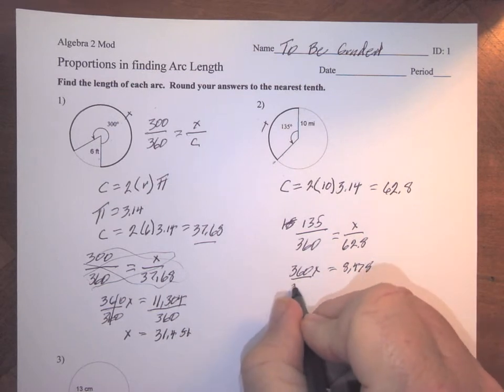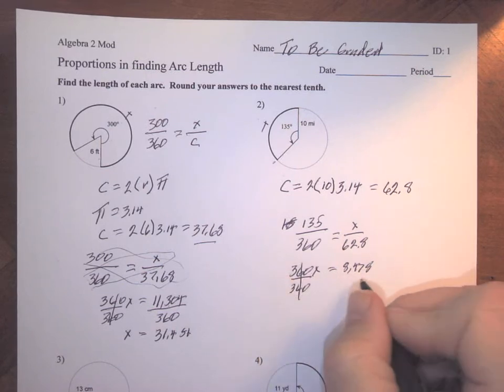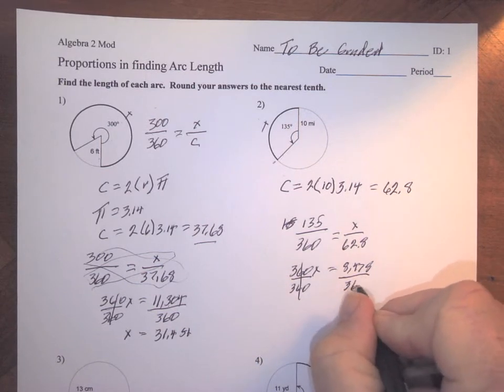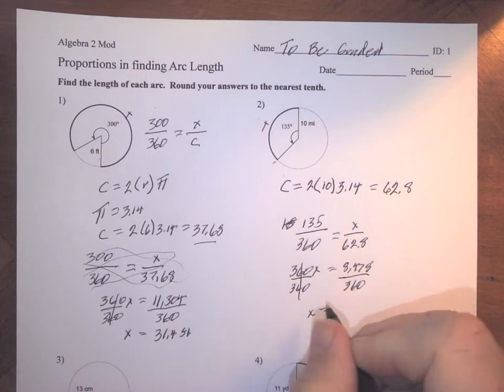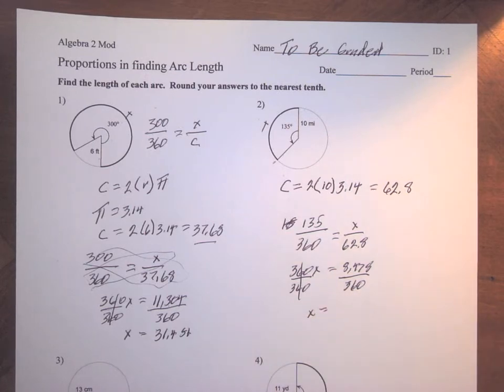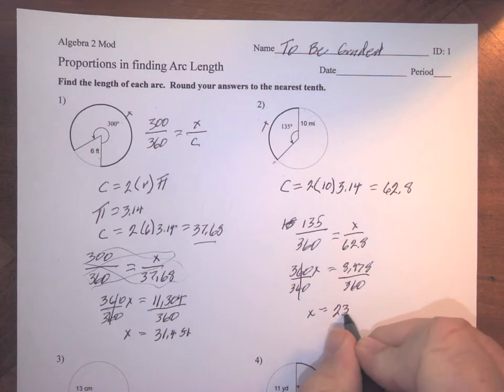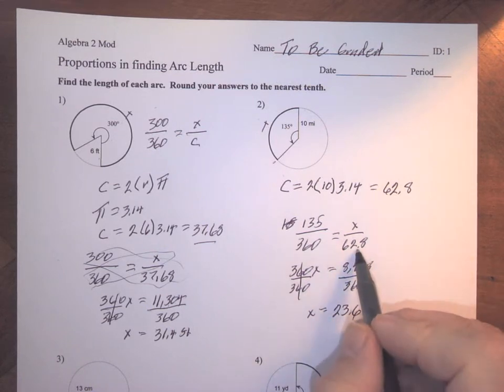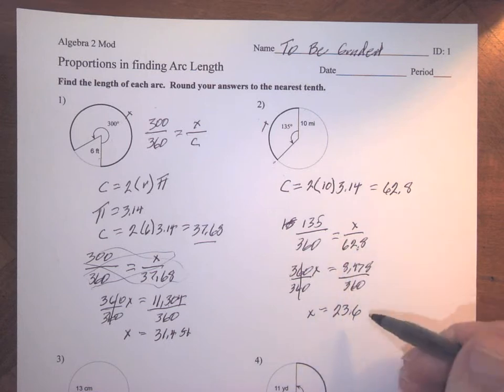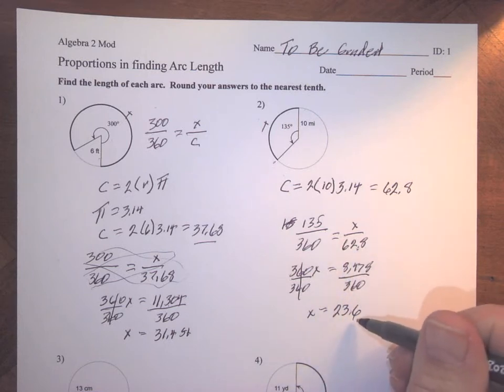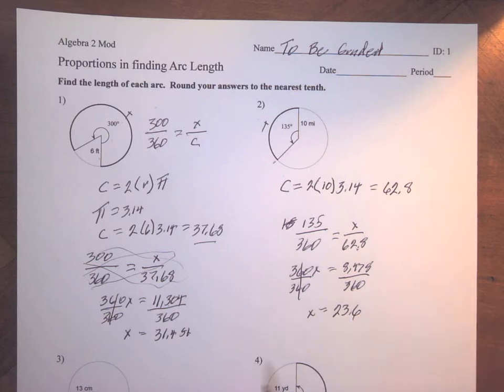And again, we divide by 360. That goes away. We divide this one by 360, and we're left with x is equal to 8478 divided by 360, which is equal to 23.6. So, of our total circumference of 62.8, this is about a third of it, or a little more than a third. So let's move on.